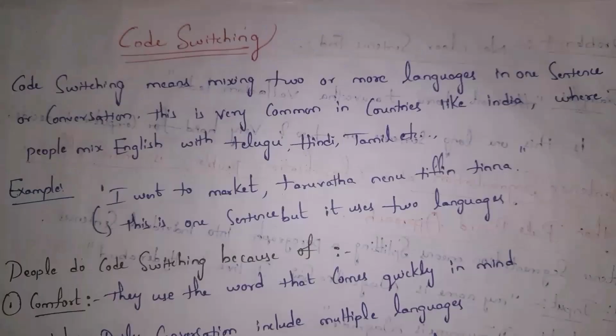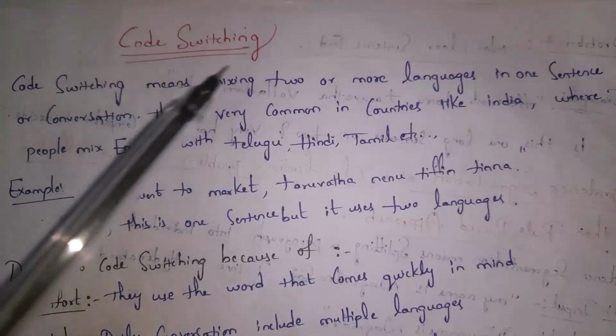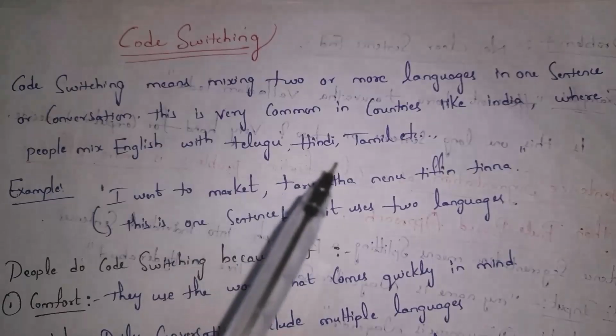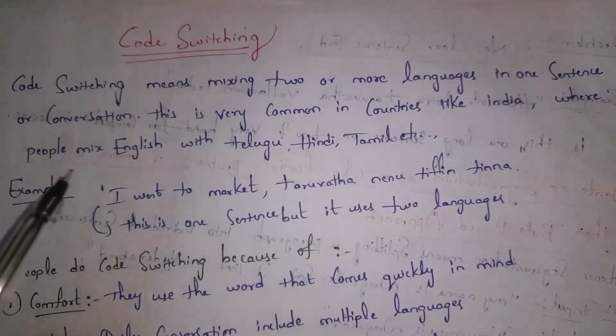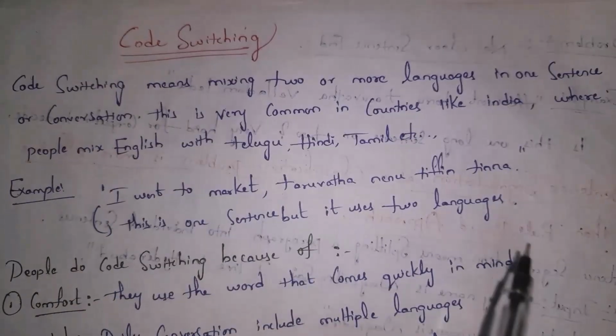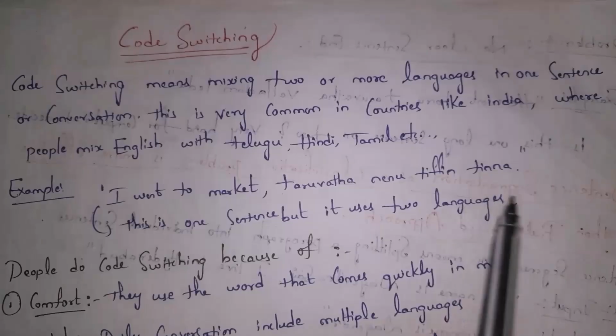Next I will explain what is code switching. Code switching means mixing two or more languages in one sentence or conversation. This is very common in countries like India, where people mix English with Telugu, Hindi or Tamil. Guys, code switching means mixing two or more languages in one sentence. For example, I will send a message to my friend like, "I went to market, tarvata nenu tiffin tinna," where this part is English and this part is Telugu.